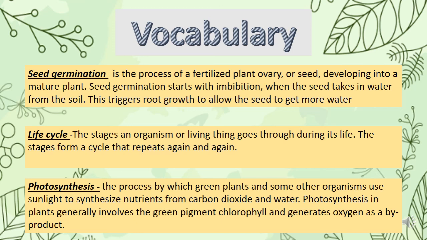Life cycle. The stages an organism or living things go through during its life. The stages form a cycle that repeats again and again. Photosynthesis is a process by which green plants and some other organisms use sunlight to synthesize nutrients from carbon dioxide and water. Photosynthesis in plants generally involves the green pigment chlorophyll and generates oxygen as a byproduct.